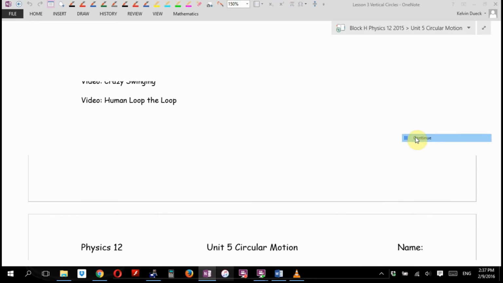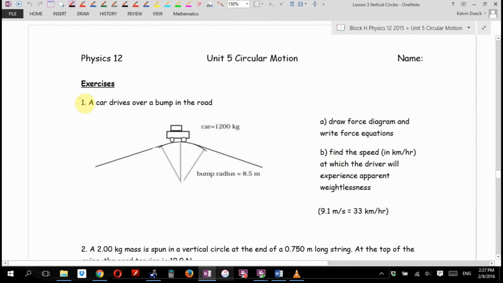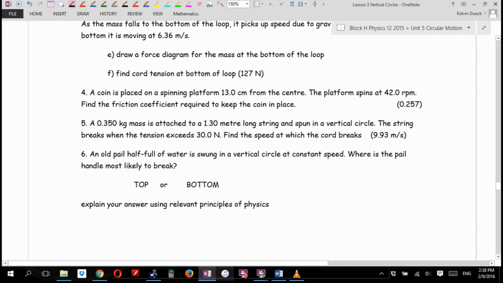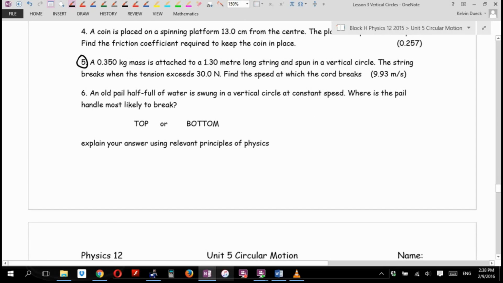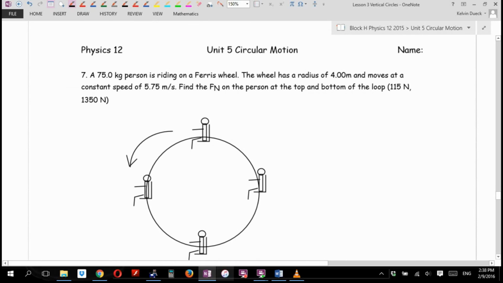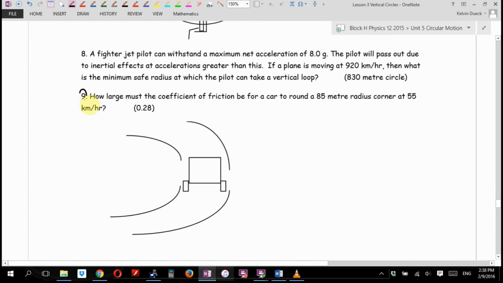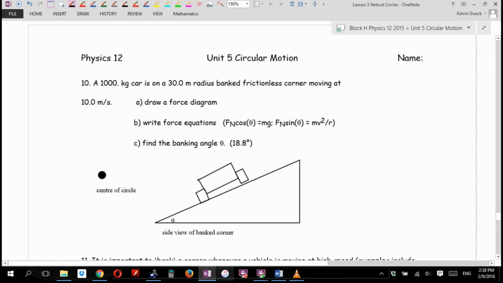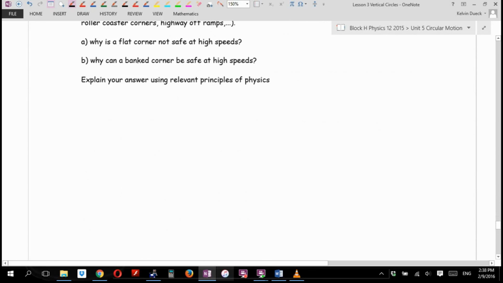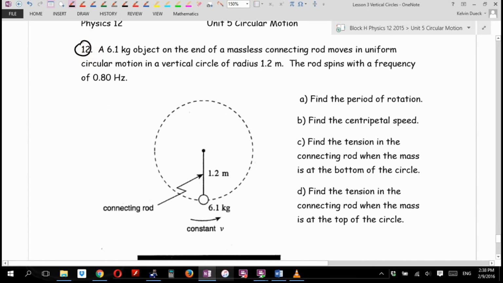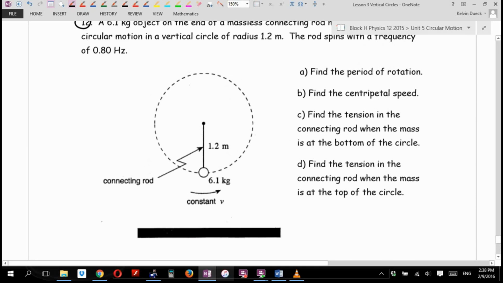Put your pencils down, look up. You guys haven't got the homework yet. Number 1. Number 2. Number 5. I skipped 4. Number 7. Number 9. Number 9 is a horizontal circle. 12. There you go, folks.